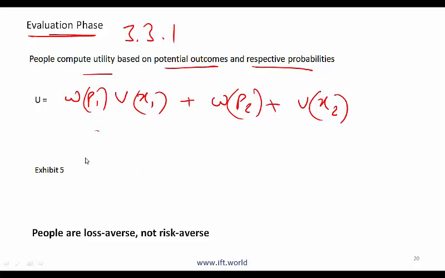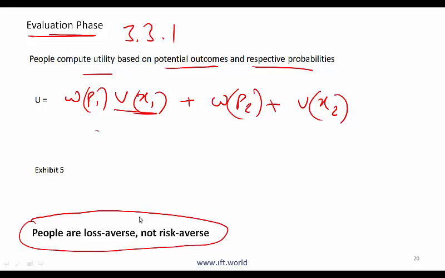Another point is this whole concept of the value function. And here I'll refer you to Exhibit 5, and I will draw this for you. And what we will get at is this core point, that people are loss averse, not necessarily risk averse. So people are averse to losses. People are not necessarily averse to uncertainty. They are averse to uncertainty of losses or risk associated with losses.